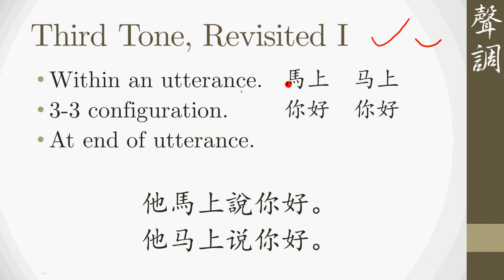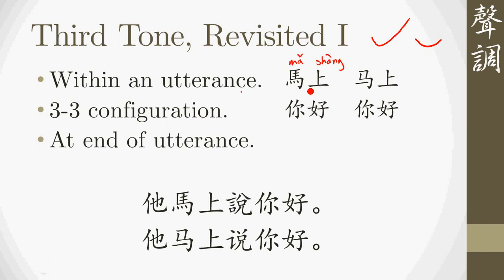Okay, so this character is ma independently, and then this character is shang. Same here, ma and shang. But together, instead of saying the full tones, we say ma shang. You're really shortening the third tone here. The ma is really just staying nice and low. It's not 马上, it's just 马上. This word means immediately.